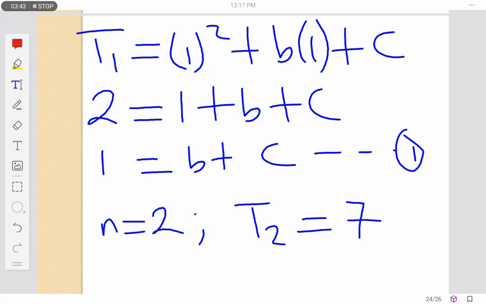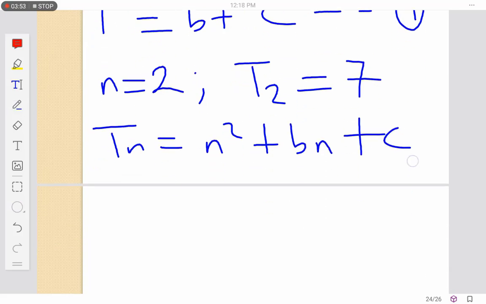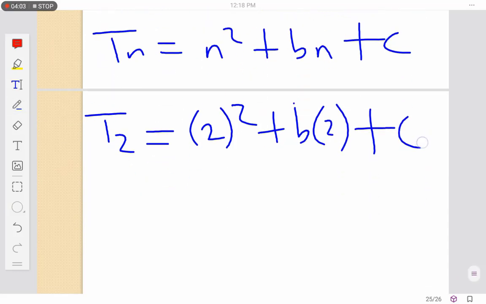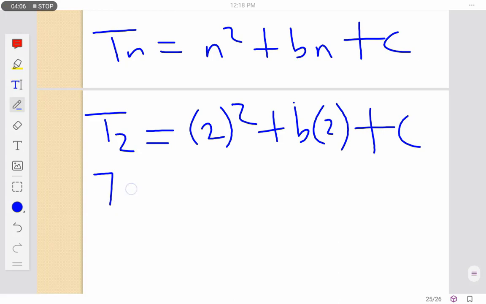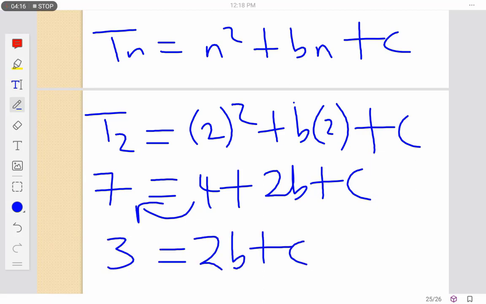Using our formula, Tn is equal to n squared plus bn plus c. Our T2 becomes what? T2 is now 2 squared plus b times 2 plus c. We know the value of our T2, which is 7, is equal to 4 plus 2b plus c. This one goes this side. We have 3 is equal to 2b plus c. We now have equation number 2.